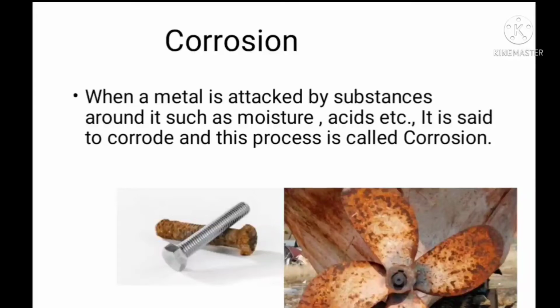What is corrosion? You must have observed that iron articles are shiny when new but get coated with a reddish brown powder when left for some time. This process is known as rusting of iron. Some other metals also get tarnished in this manner. Have you noticed the color of the coating formed on copper and silver? The black coating on silver and the green coating on copper are examples of corrosion. Then what is corrosion? When a metal is attacked by substances around it such as moisture, acids, etc., it is said to corrode. This process is called corrosion.